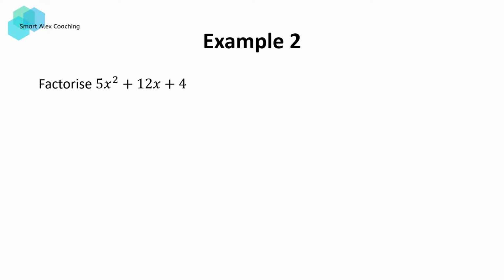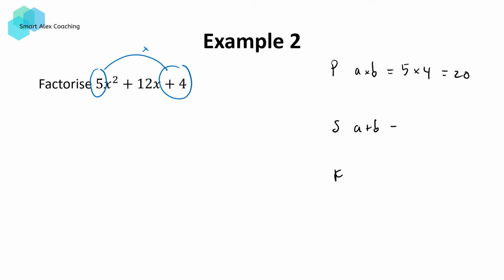In our next example, we've got 5x squared plus 12x plus 4. This example is very much the same as example 1, but the idea is to give you that extra practice. Writing down PSF, we're looking for two numbers, A times B, that multiply to give 5 times 4, the product of the coefficient of x squared and the constant. So 5 times 4 is going to give us 20. We also want A and B to add to give the coefficient of x. That's where the 12 comes from.